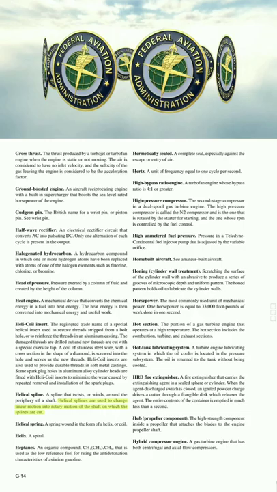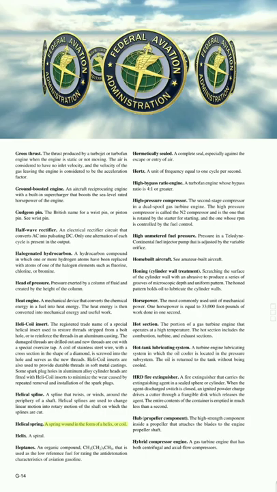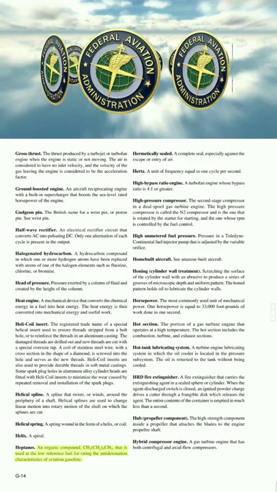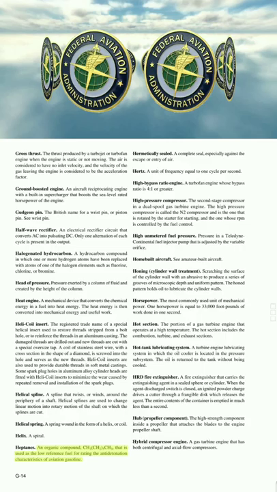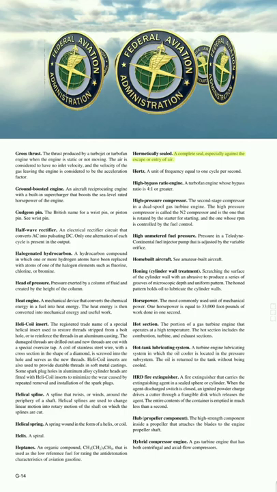Helical spring. A spring wound in the form of a helix, or coil. Helix. A spiral. Heptane. An organic compound, CH3(CH2)5CH3, that is used as the low reference fuel for rating the anti-detonation characteristics of aviation gasoline. Hermetically sealed. A complete seal, especially against the escape or entry of air. Hertz. A unit of frequency equal to 1 cycle per second.